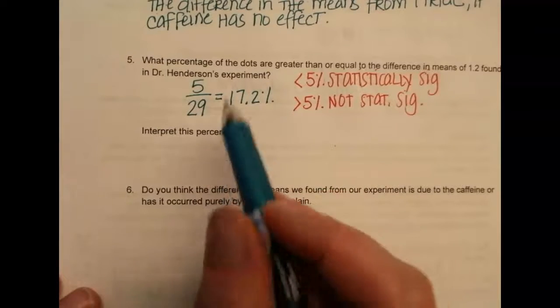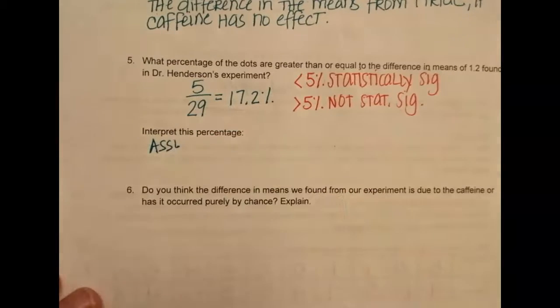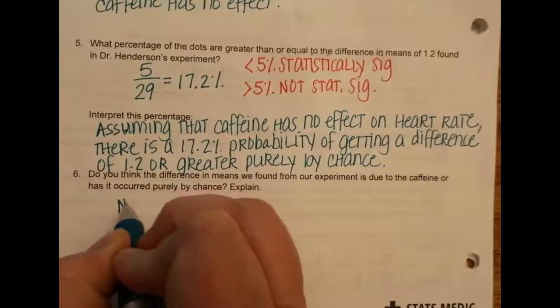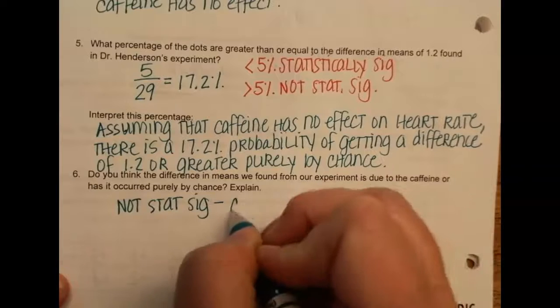We made an assumption way back that caffeine has no effect. So assuming that caffeine has no effect on heart rate, there's a 17.2% probability of getting a difference of 1.2 or greater purely by chance. We didn't even do an experiment. We just shuffled some cards and dealt them out, and we got the same results as our experiment 17.2% of the time. So it really wasn't that unusual. So do we think the difference in the means we found in our experiment was due to the caffeine or occurred purely by chance? Because it's not statistically significant, this could just be a coincidence.